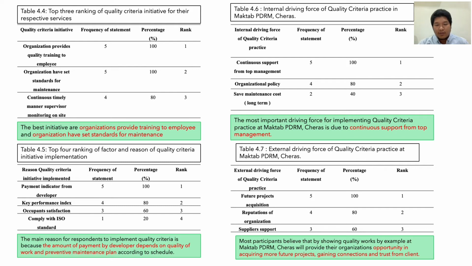So future project acquisition, most participants believe that by showing quality works at Maktab PDRM Cheras, it will set an example towards developer. So it will provide their organization opportunity in acquiring more future projects, gaining connection and trust from clients. So that is the external driving force. It's about their future project acquisition, so that if their performance is good, they will be recommended by developer to take another job, to gain more projects. That is what makes them implement quality criteria practice.